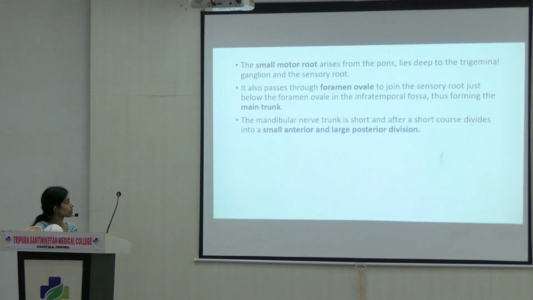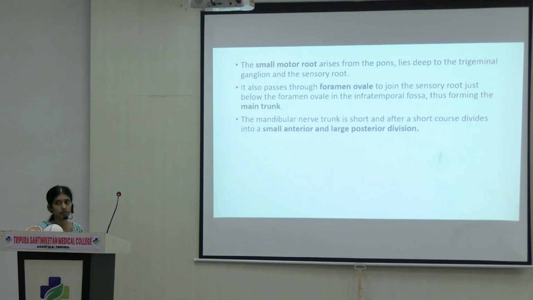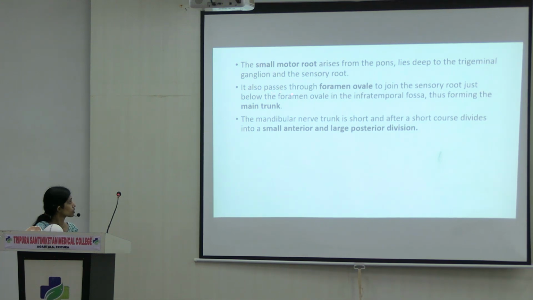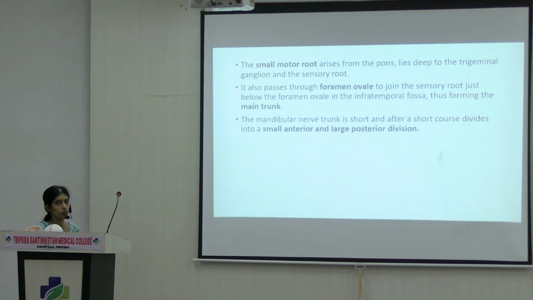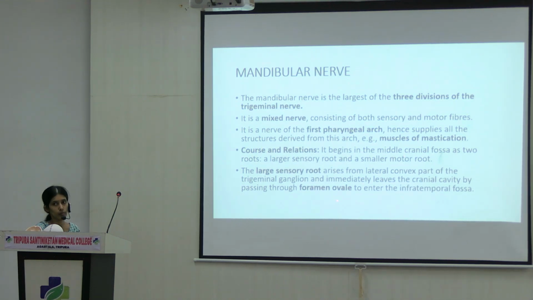The small root arises from the pons part, that is the pons is your... what are the parts of the brain? What do you name them? Cerebrum. Okay. Okay, fine. It also passes through the foramen ovale. Both your sensory root and also the motor root are passing through the foramen ovale.